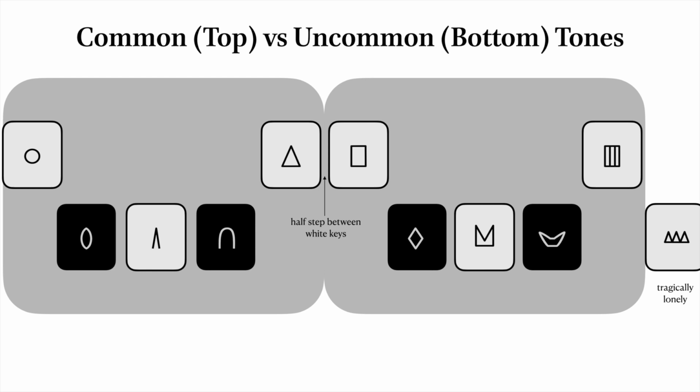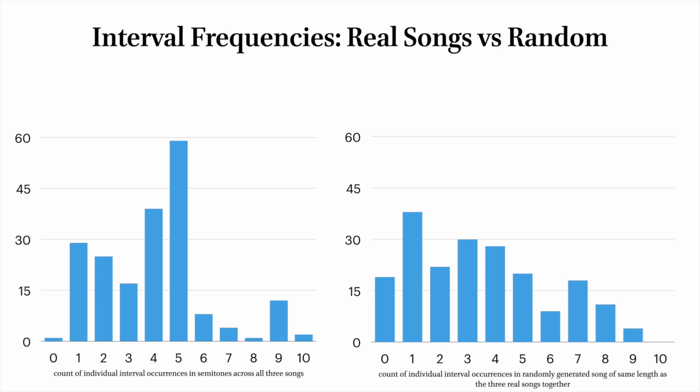Next, I charted the intervals of the songs. If you are not familiar with the term interval, it just means the distance between any 2 consecutive notes, how much higher or lower you are going as you move through the song. So this is measured in semitones without regard for direction. On the left, you see the intervals of the real songs, and on the right, you see the intervals of a randomly generated song of the same length. And as you can see, the real songs are decidedly not random. They have a special emphasis on 4 and 5 size intervals and de-emphasize the others.